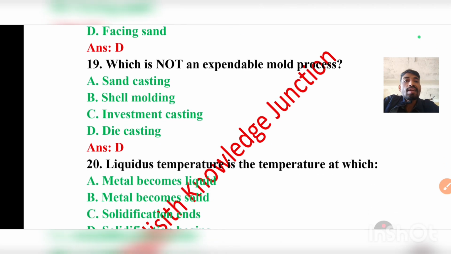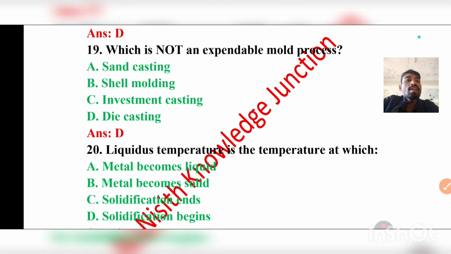Question number 19 is which is not an expandable mold process? The options are sand casting, cell molding, investment casting or die casting. The correct answer is your die casting.